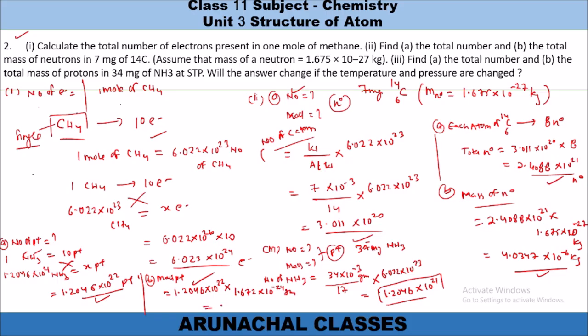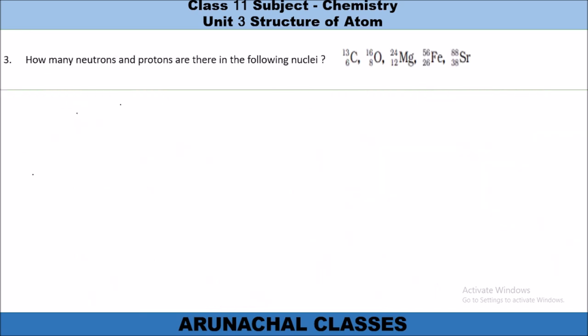If I solve this one, if I multiply this one, it will be 0.0201 gram. So in this way we will solve this question. Let us move on to our next question, that is question number 3. Question number 3 is how many neutrons and protons are there in the following nuclei. So one by one we will take the arrangement.